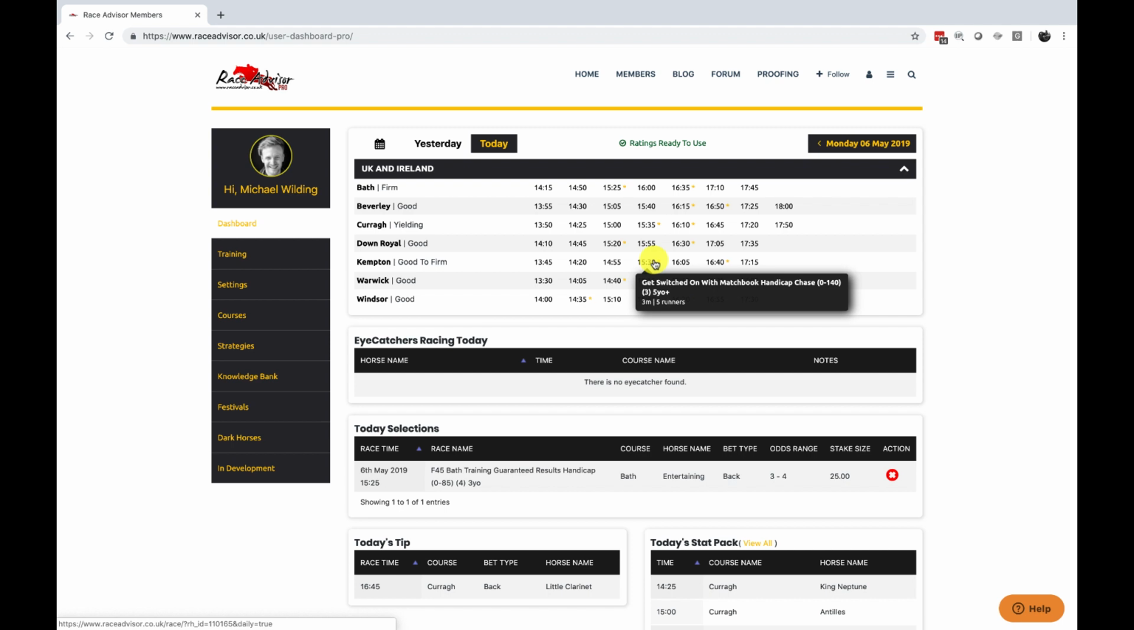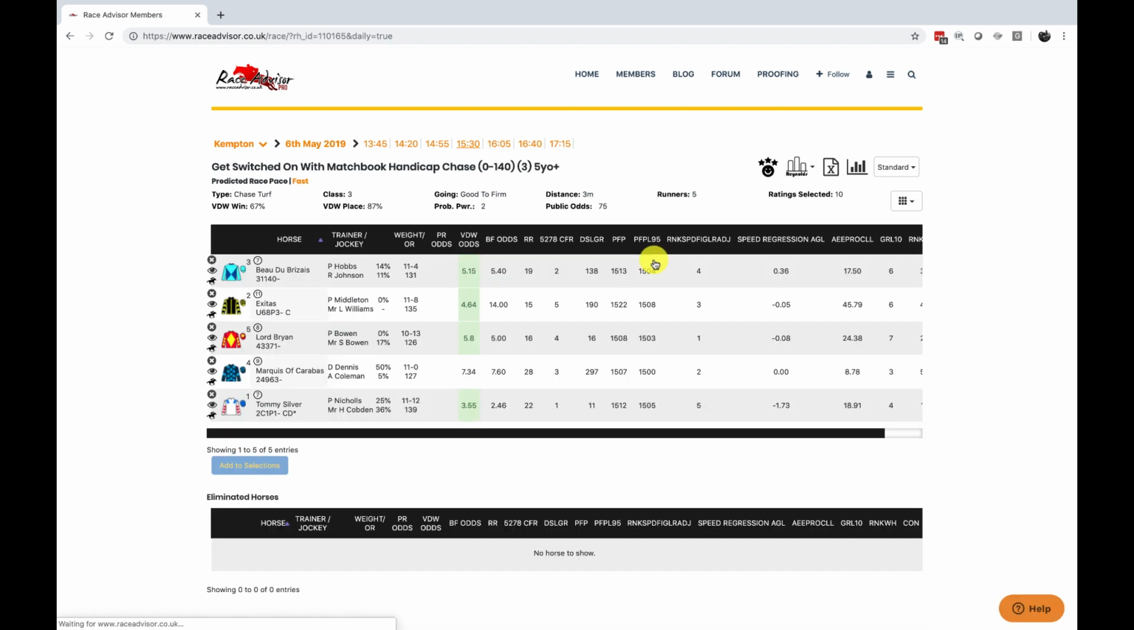I'm going to choose the Kempton 3:30. Also, I would suggest you don't choose any races that are maidens or novices or are filled with unraced horses. Start with handicap races with experienced runners. So we click on the race to open that race card, and we can see by default we have the standard race card. I strongly suggest that you watch the other videos to know exactly how to create your own race card.